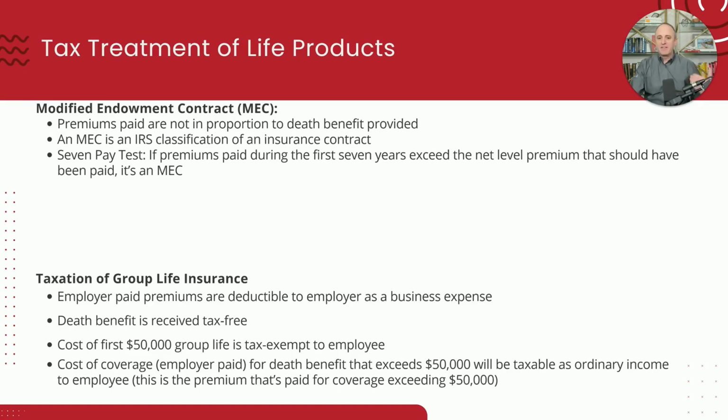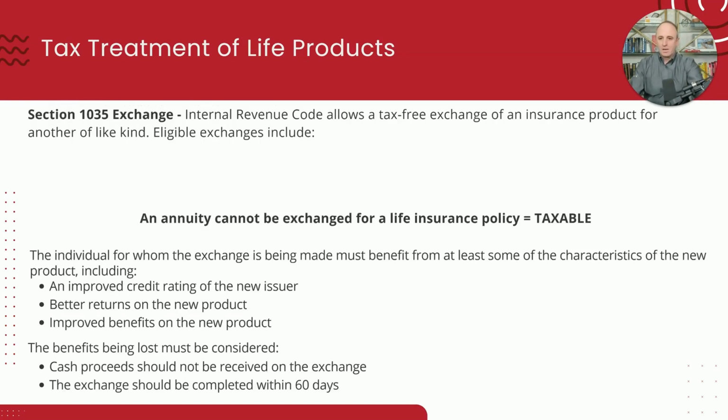And the first $50,000 of group life is also tax exempt to the beneficiary, or sorry, to the employee as well. All right. So this concept of a 1035 exchange, I'm going to keep this very simple. It is basically trading a life insurance policy for another life insurance policy, or an annuity for another annuity. And there's an IRS code that allows this to occur. And the reason the IRS code exists is to make this exchange tax-free.